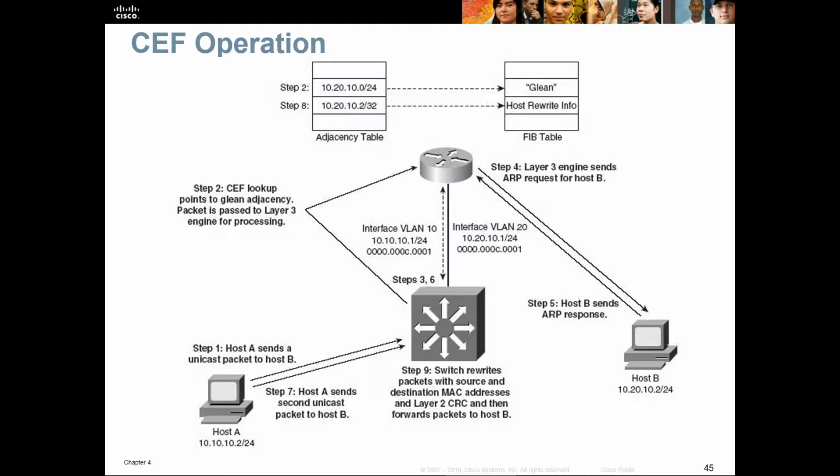So step 3, the layer 3 engine installs an ARP throttle adjacency in the switch for host B's IP address. Step 4, the layer 3 engine sends an ARP request to host B on VLAN 20. Step 5, host B sends an ARP response. Step 6, the layer 3 engine installs and resolves the adjacency in the local adjacency table. Step 7, the switch receives another packet for host B. Step 8, the switch performs the layer 3 lookup, finds a CEF entry for host B, and you're good to go.